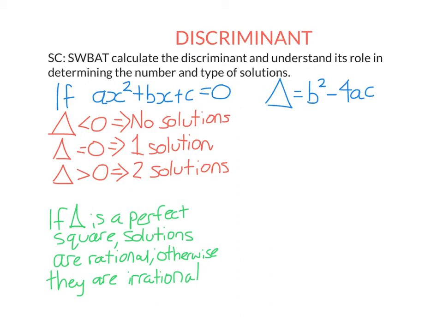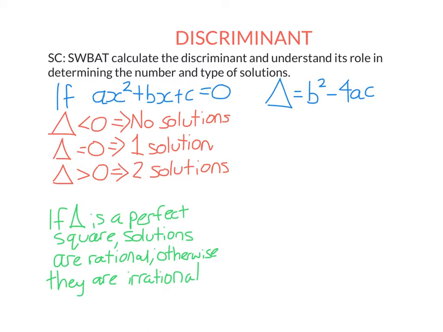Thank you so much for tuning into this video on the discriminant. By the end of the video, you should be able to calculate the discriminant for a quadratic equation and then use it to determine how many solutions there will be and also the type of solution, i.e. whether or not the solution will be rational.